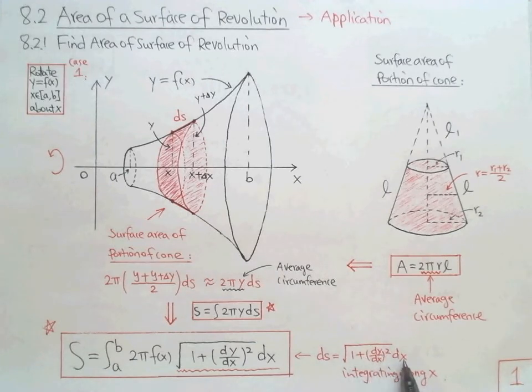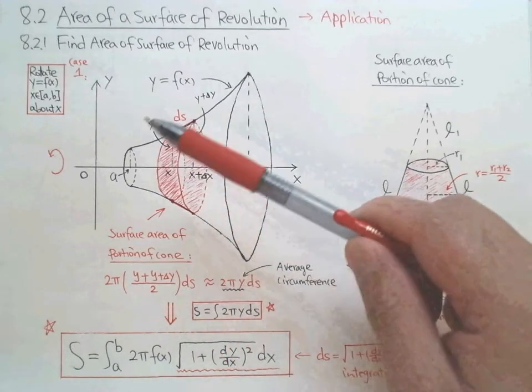Why take x away? Because we factor x out, since we're integrating along x. So we have this ds. Remember this? We put it here. This is the first formula. I hope now you get the first formula.